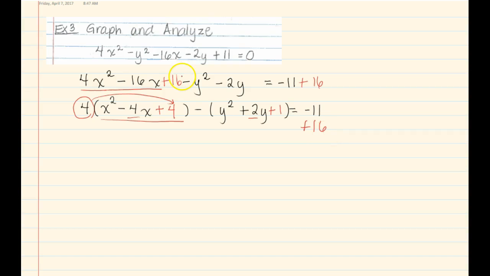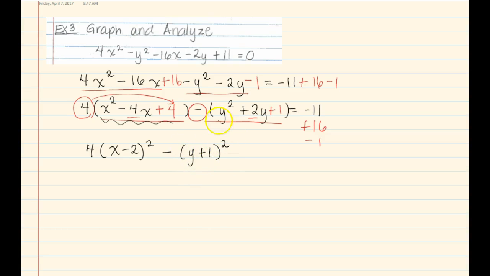We do the same thing for the y's. If I distribute the negative into this parentheses, I get negative y squared minus 2y and then minus 1. So I got to subtract 1 to both sides. From here, we can rewrite our problem into 4 times x minus 2 squared, that's the factored form of this parentheses, minus y plus 1 squared, that's the factored form of this parentheses, and we add up all of these integers here, and we're going to find that that is a positive 4.